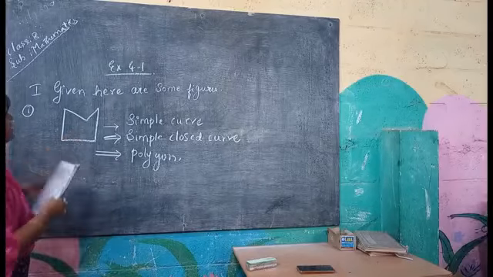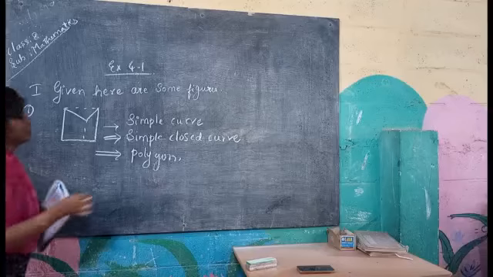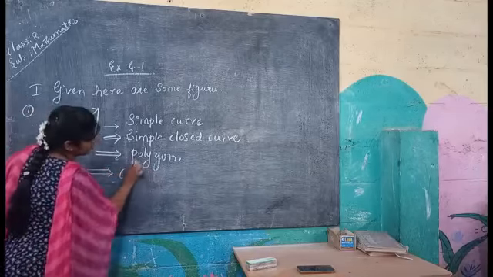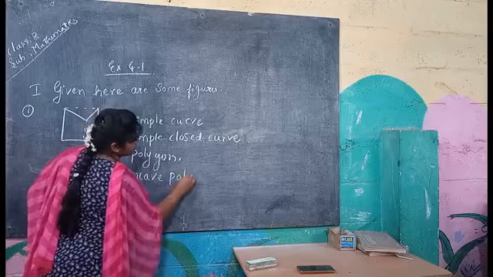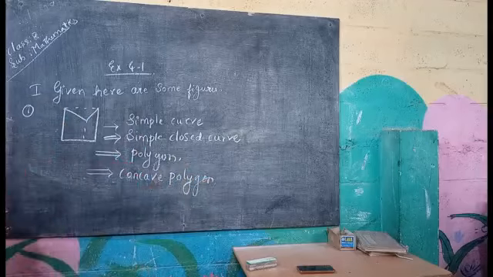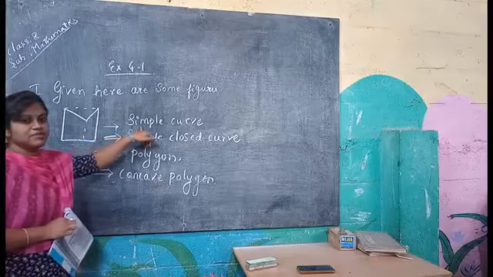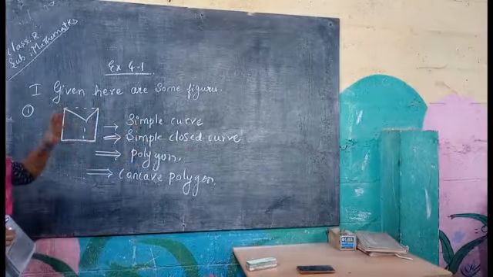Here the diagonals will be outside. See, here the diagonals are outside, so it will be concave. The first picture has all this. It is a simple curve, no complications in it. And next, it is a simple closed curve.